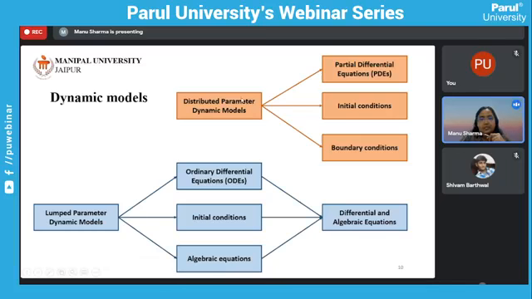Second is the distributed parameter dynamic models, in which we consider that the parameters are not only varying with respect to time, but also with respect to space. For example, if we have a reactor, and it is properly agitated, then the concentration of the reactant or the product is uniform throughout that reactor. In that case, we can assume that the concentration is the same throughout, and we can go for a lumped parameter model.